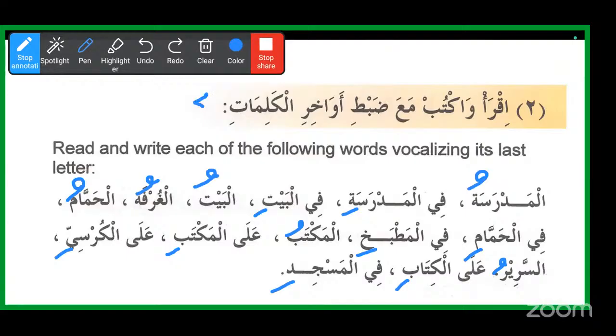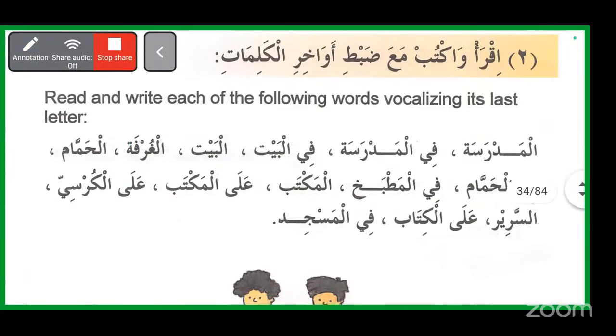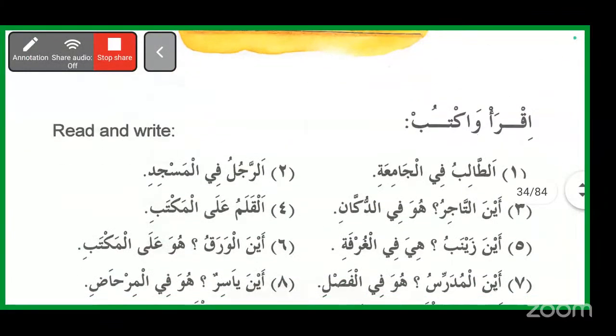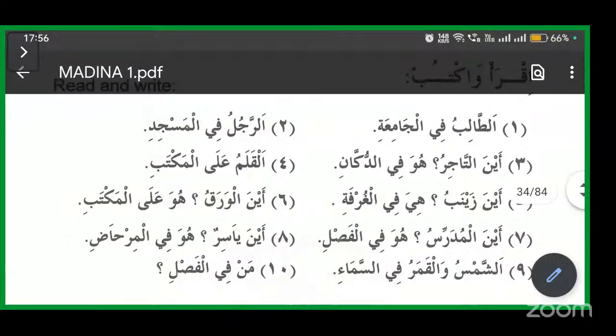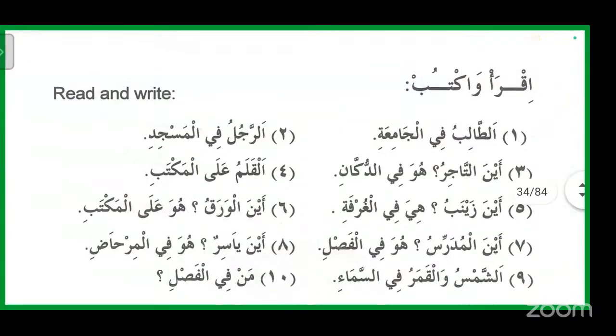So until now we know some of the harf jar. Fi and ala. We have learned about two of them. And min is a harf jar. There are 17 harf jar. I am not telling you all the 17 right now, to make things simple. But there are 17 harf jar.